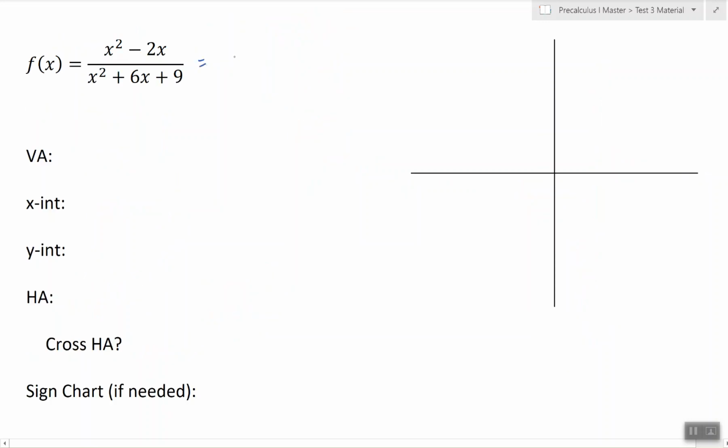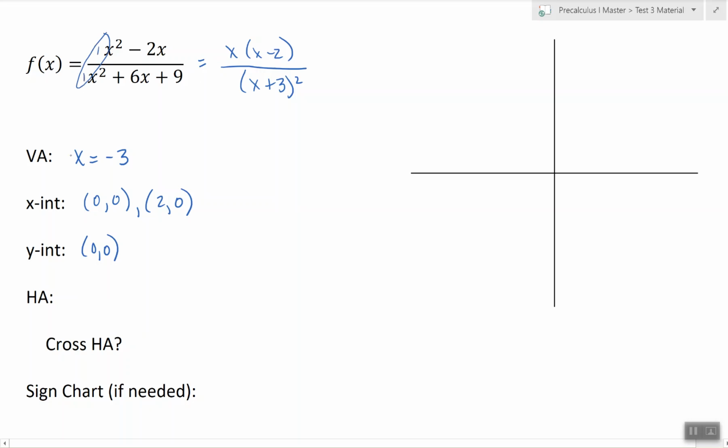Okay, let's see what we have here. We have an x minus 2, and an x plus 3 quantity squared. Vertical asymptote is x equals -3. X-intercepts are 0, 0, and 2, 0. Y-intercept is 0, 0. Horizontal asymptote, we have the same degree on top and bottom, so we compare and divide the coefficients. 1 divided by 1 is 1. So y equals 1 is your horizontal asymptote.